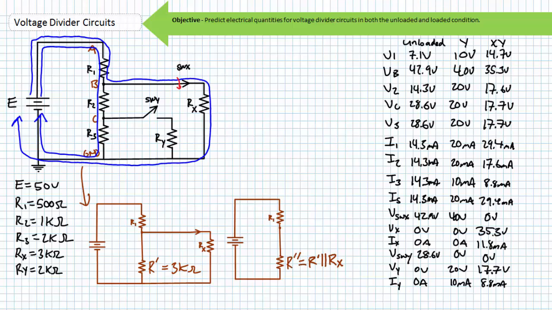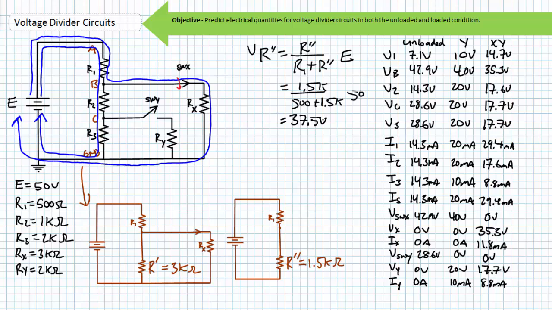R single prime is in parallel with Rx, also a 3 kΩ resistor. These two resistors could be combined in parallel into something I'll call R double prime. Since R single prime and Rx are both 3 kΩ resistors, R double prime will have a value of 1.5 kΩ. The VDR set up to solve for VR double prime is as follows. Substituting in the necessary values, we find VR double prime equal to 37.5 volts.